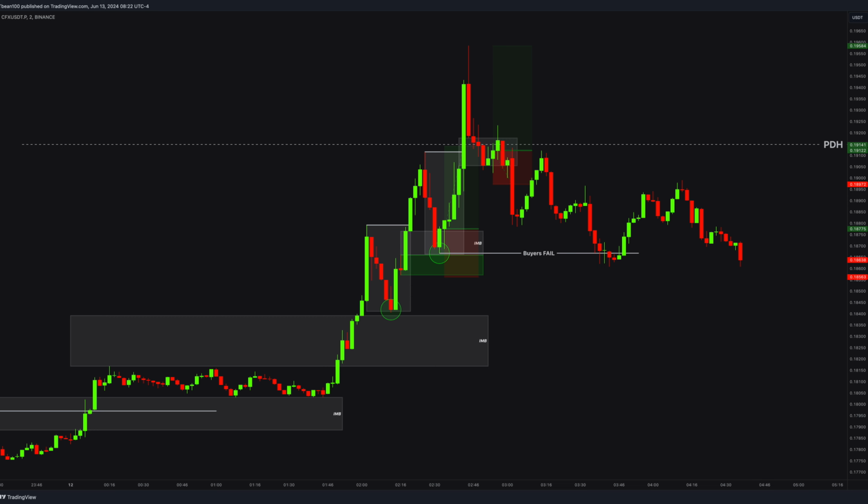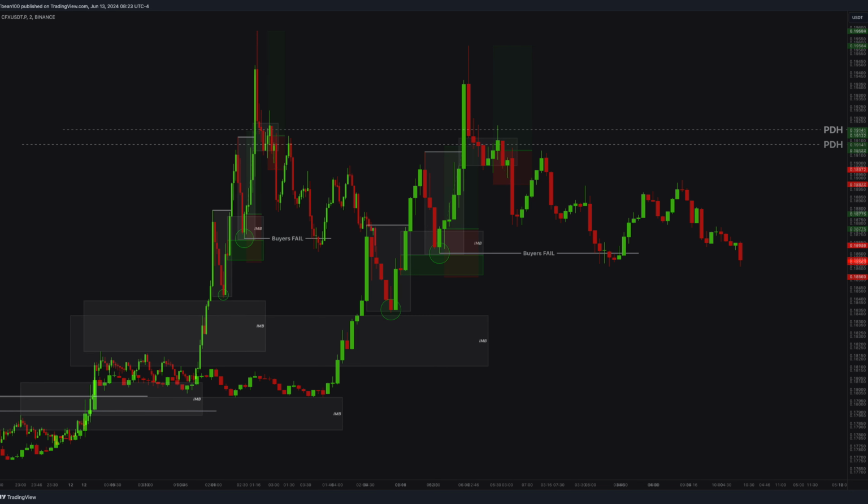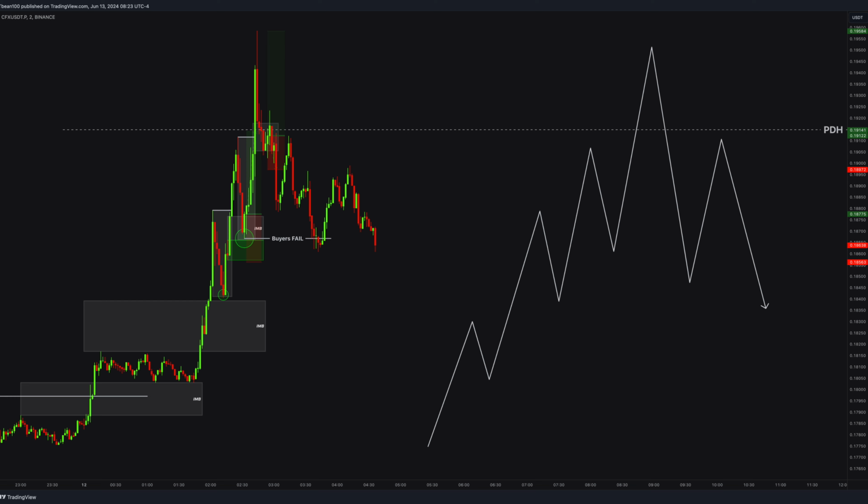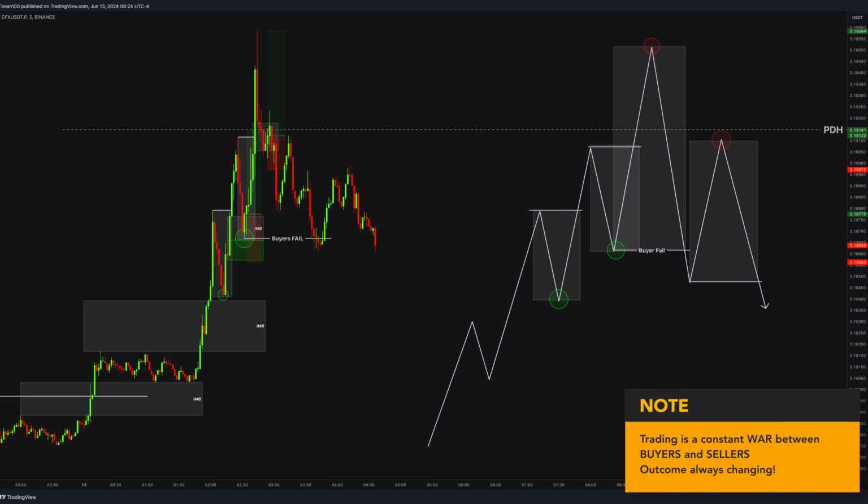Buyers fail to hold the price. So what exactly happened here? Let's make a snapshot out of it. Price is rallying, trying to hunt the previous day high. It keeps creating the structure boxes to trade. However, after the hunt, buyers lost control. Then the sellers take back the control and keep pushing the price down.